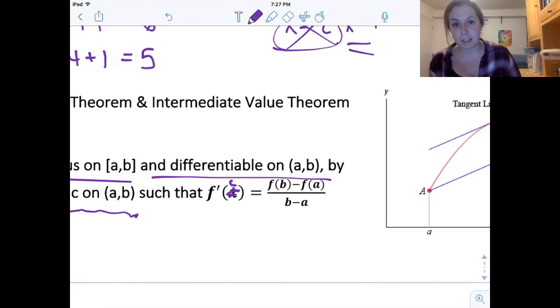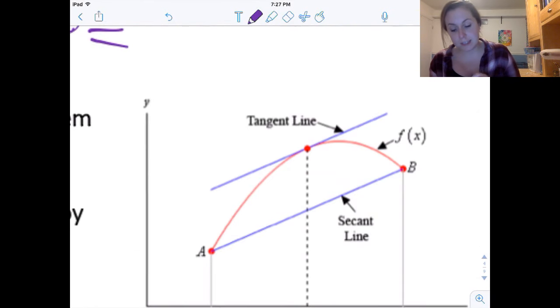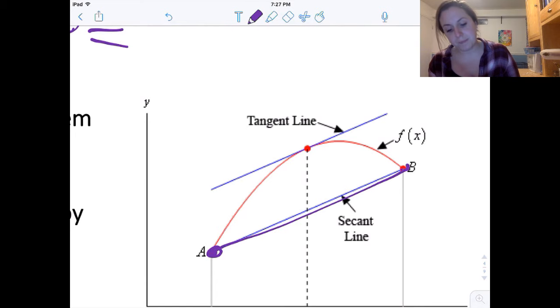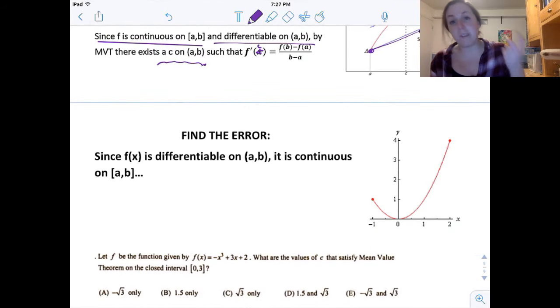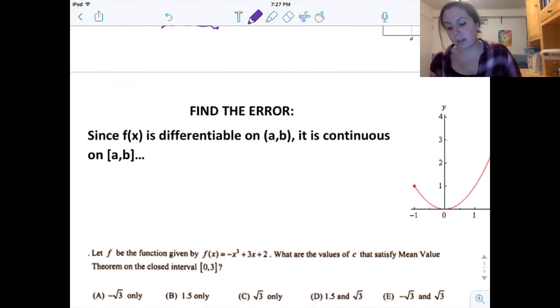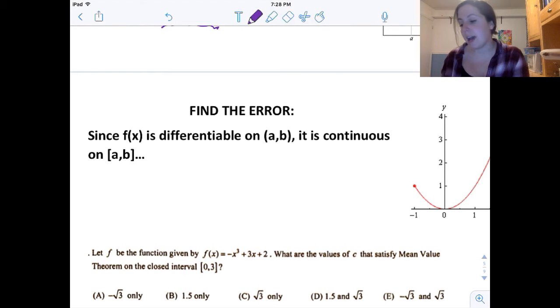And remember, all that's saying is the slope of your secant line equals the slope of the tangent line at some point. They're parallel, right? So I want to start with this, finding what the error is. A lot of people on your last test said this, and I took off on everyone's paper. I don't know if Miss Baldwin did, but this is something the AP would take off for.